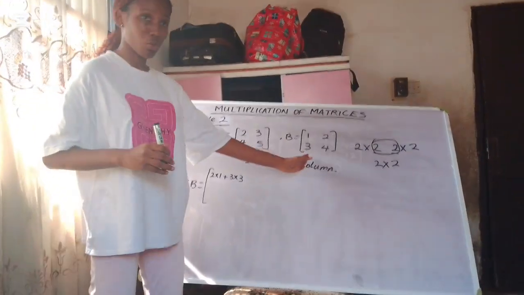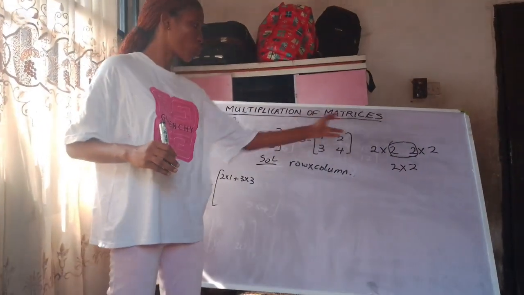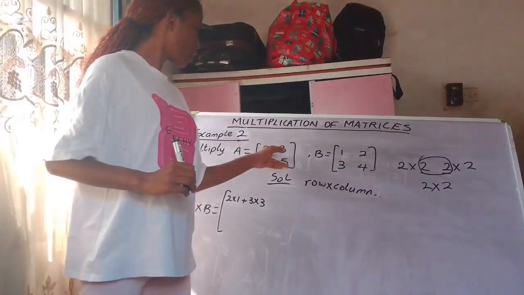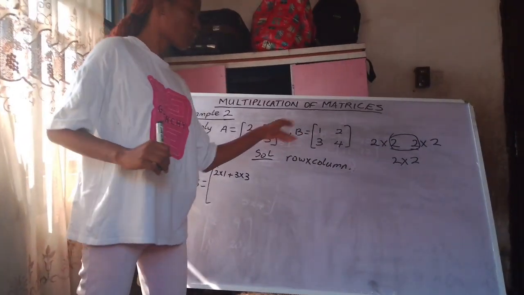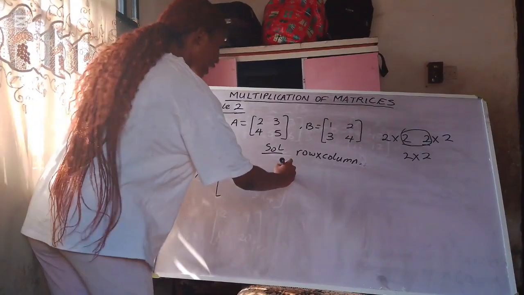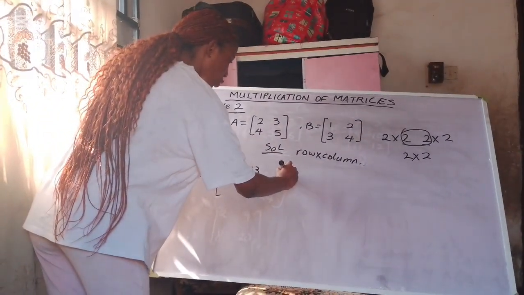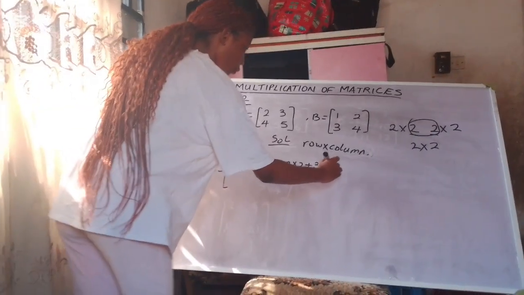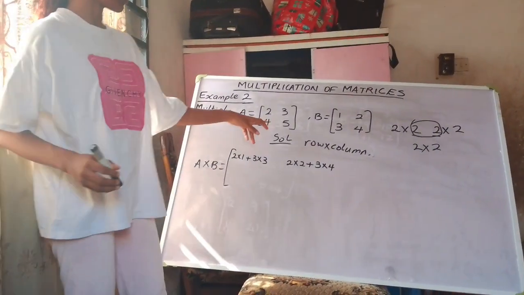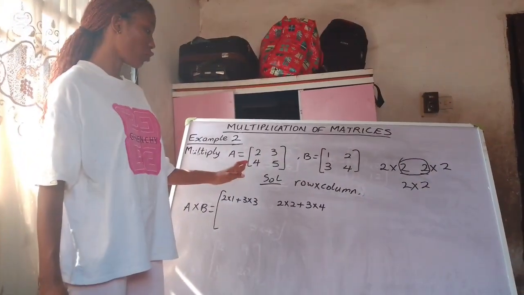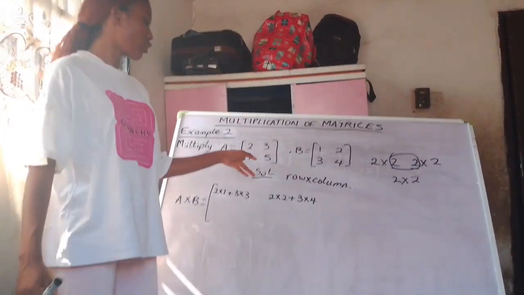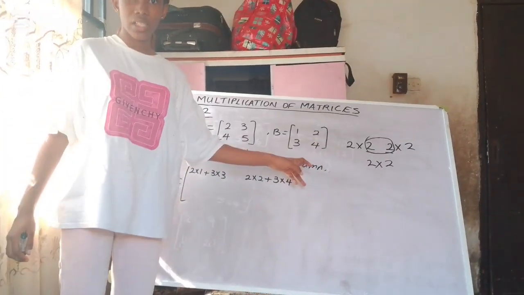Then you are done with first column. You will now use that same first row to multiply the second column. That is, you are doing 2 times 2 plus 3 times 4. So the second entry here will be 2 times 2 plus what? 3 times 4. Now, you move over to second row. You do the same thing for the second row. You first of all use the second row to multiply first column, then use the second row to multiply second column.